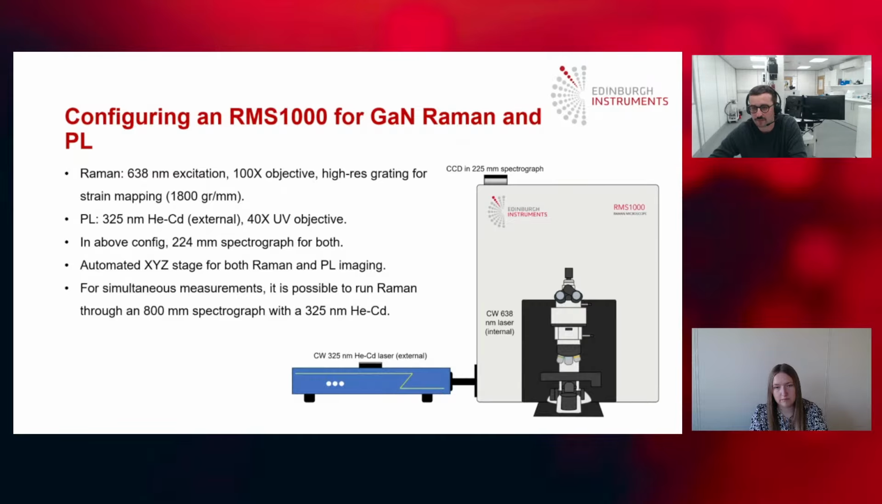We basically can't do Raman through the 225 spectrograph with the UV laser because UV lasers have a naturally lower spectral resolution. So you need the longer spectrograph focal length to improve that.